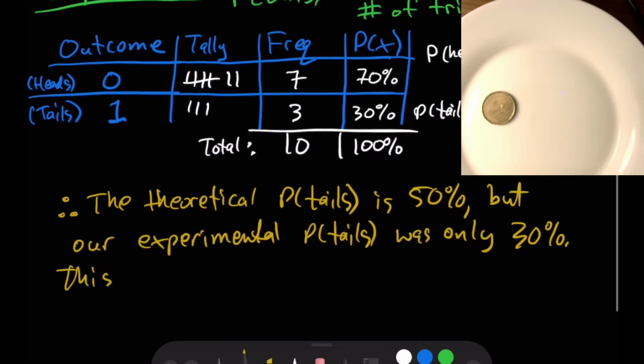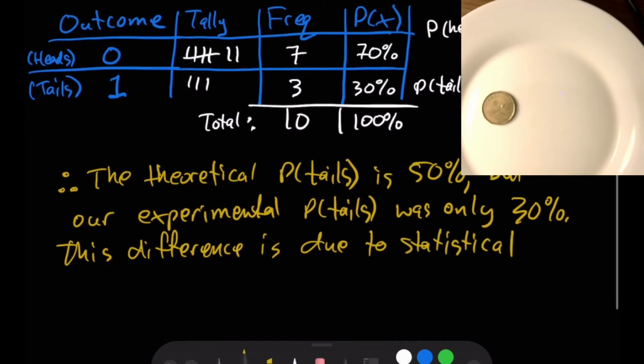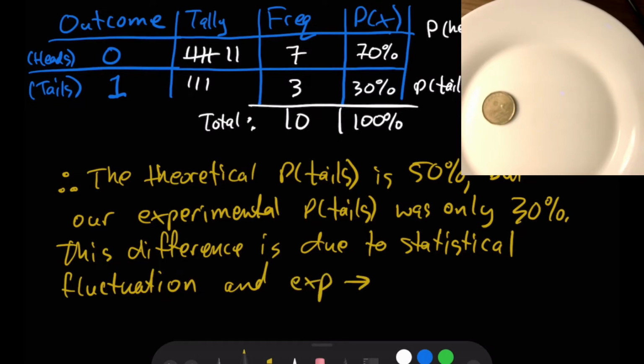This difference is due to statistical fluctuation, and I'm just going to use short forms for the sake of time here. And our experimental probability would approach our theoretical probability, would likely approach, if we performed more trials.